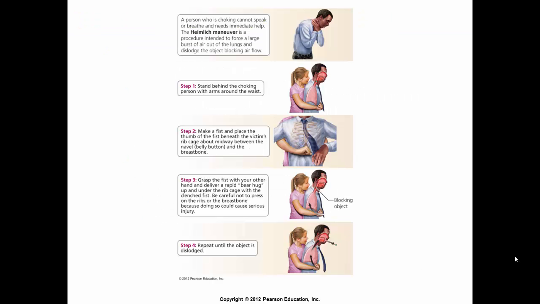The Heimlich maneuver involves standing behind the individual, placing your fist and thumb beneath the victim's rib cage, grasping the fist with the other hand and delivering a rapid upward movement, trying to force air to dislodge what is lodged in the trachea.